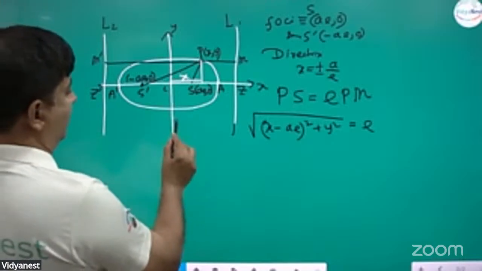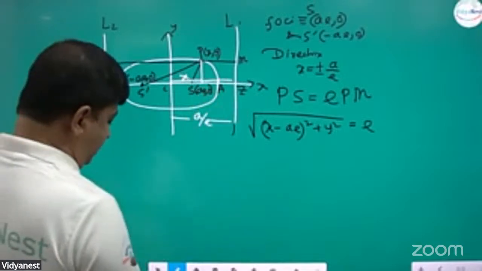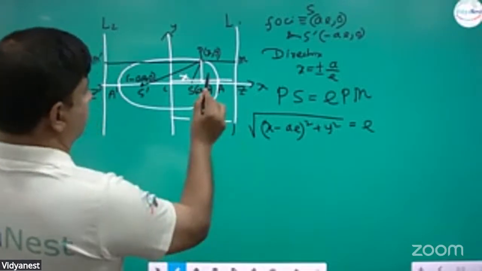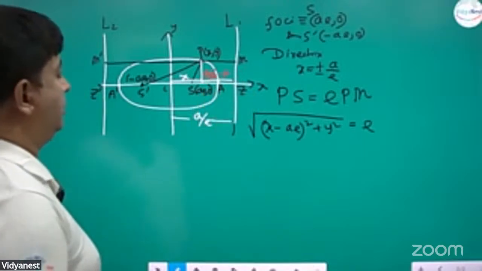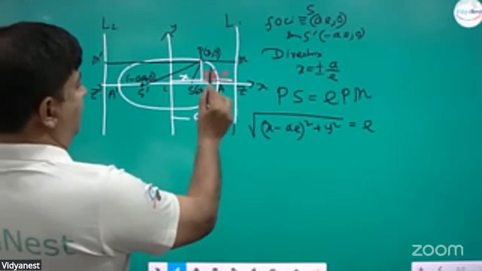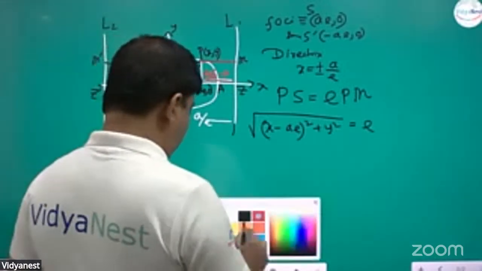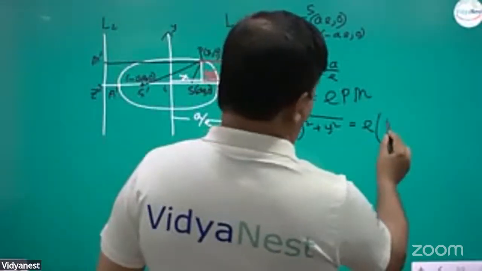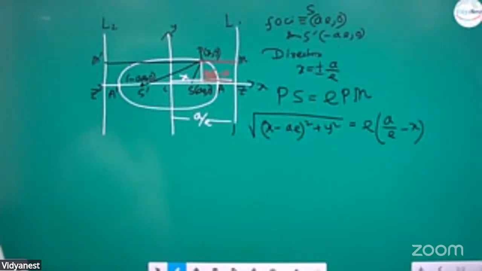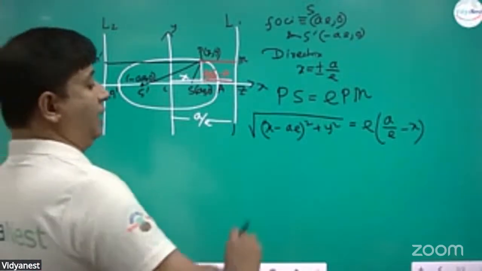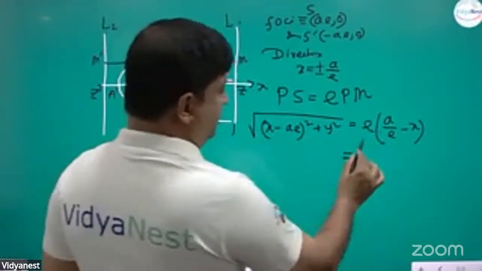This distance is what? a by e. So the remaining distance is a by e minus x. So if this distance is a by e minus x, the distance PM also is a by e minus x. Okay. Now we have nothing but to square it, but one minute, simplification is required.